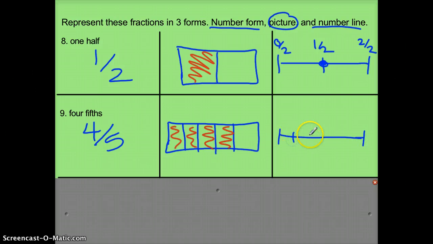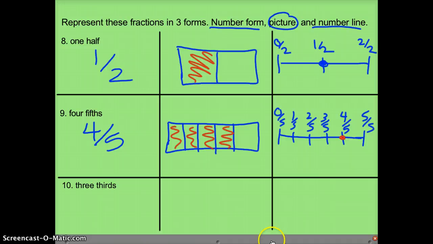1, 2, 3, 4, 5. 0/5, 1/5, 2/5, 3/5, 4/5, and 5/5. And my point needs to go on 4/5. 1, 2, 3, 4.